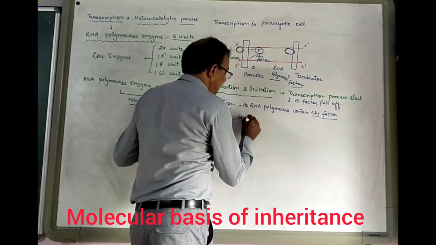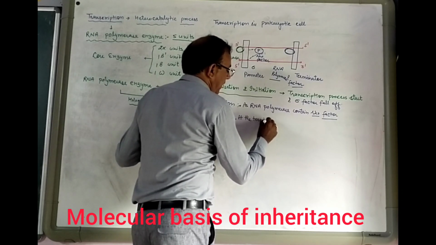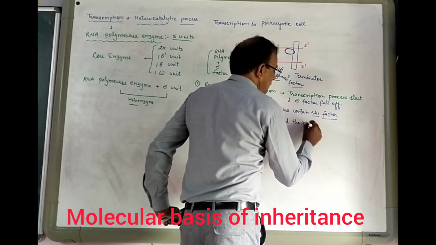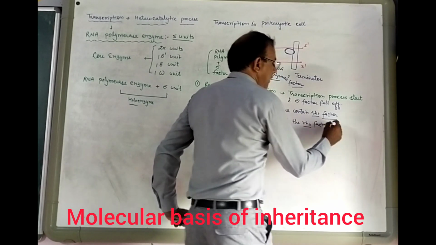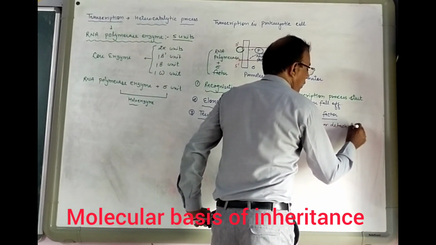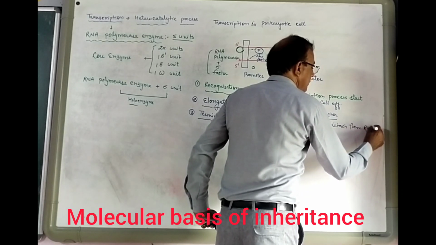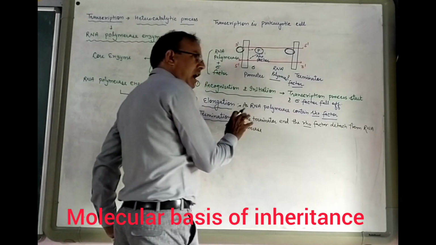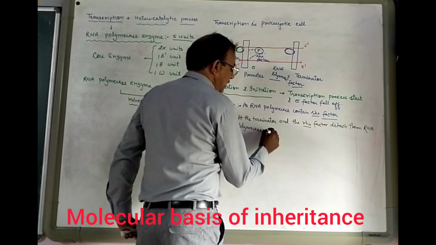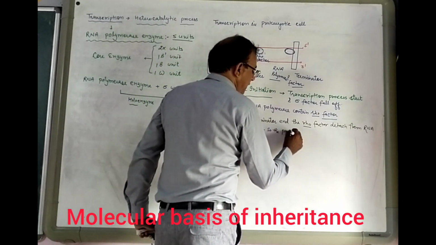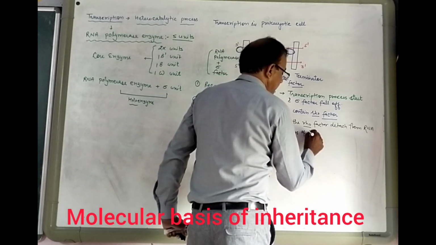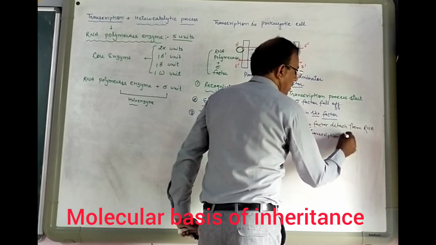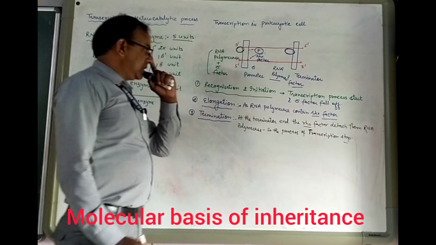At the terminator end, the rho factor detaches from RNA polymerase and RNA polymerase also falls off. So the process of transcription stops. And this is called termination.